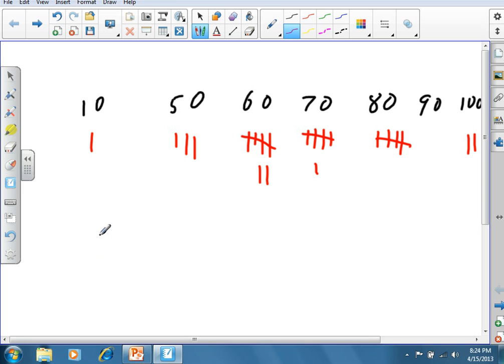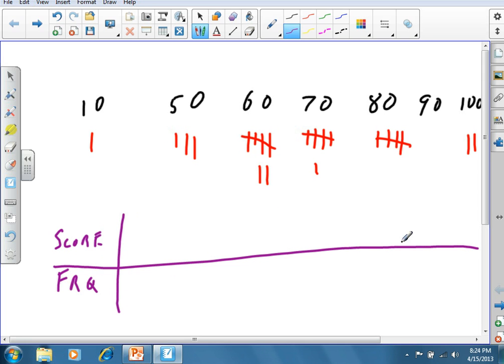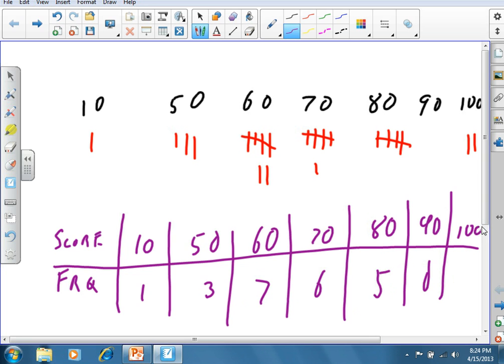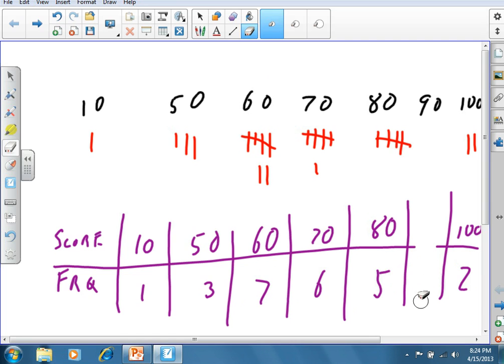Okay, so score, frequency. If you can't spell frequency, don't bother. 10, 1, 53, 67, 76, 85, 90, 0, 100, 2. I don't want to put a 90, 0 in, do you?